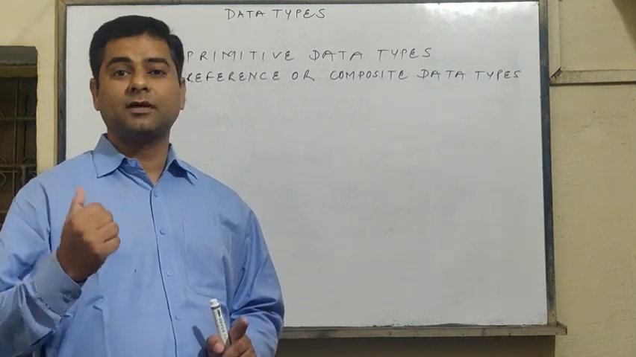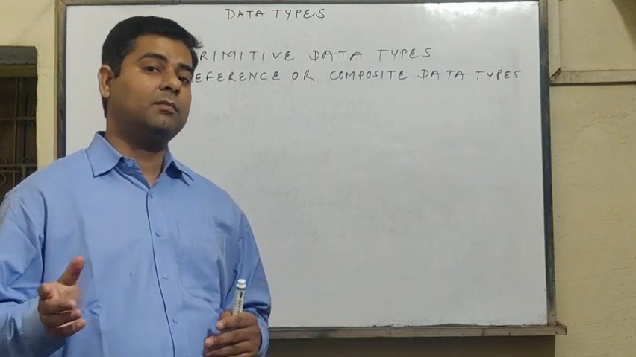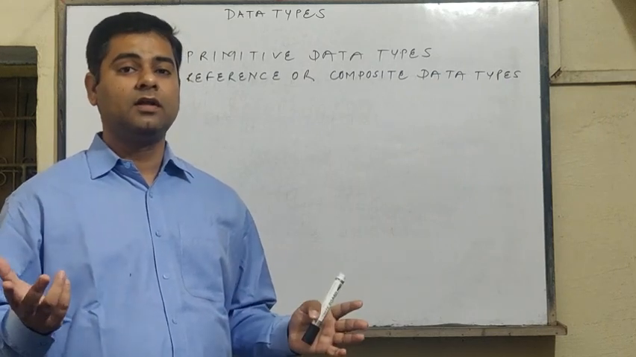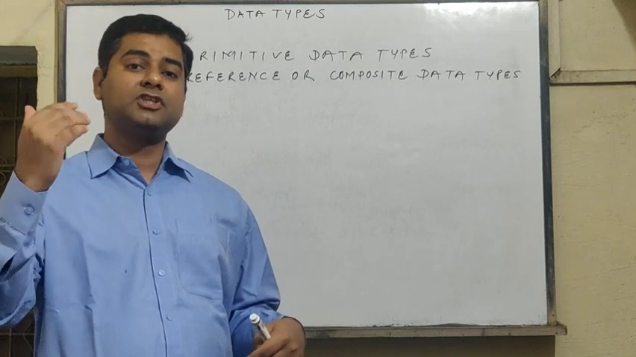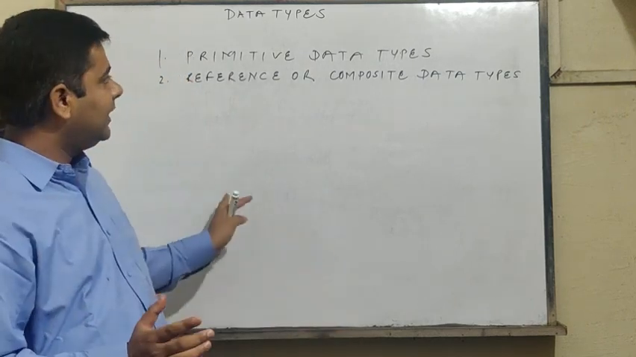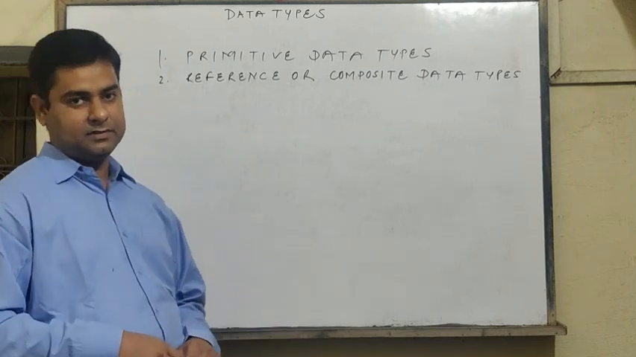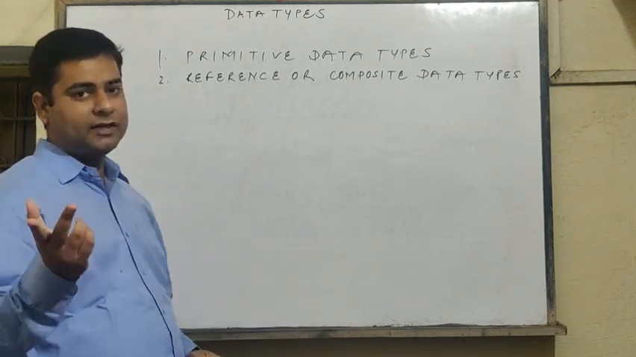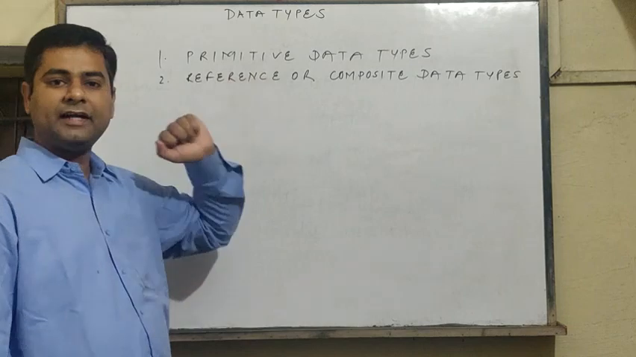Why? Suppose you are given the program to store the name of students, roll number, marks, percentage, total. So you must have the knowledge that which data type will be used for what purpose. So here I am going to explain the data types. In Java programming, there are two types of data types. First is primitive data types.